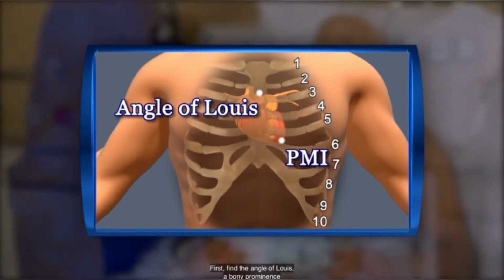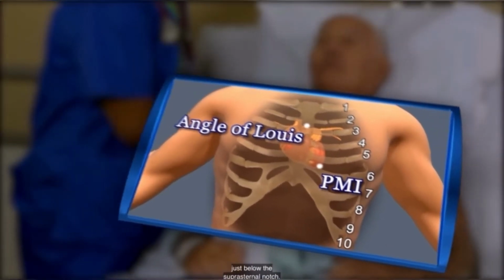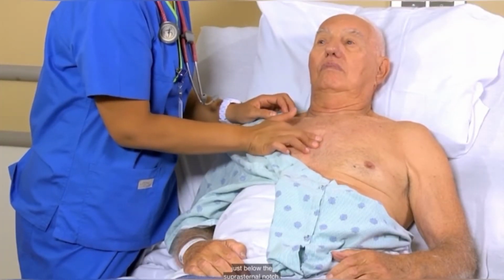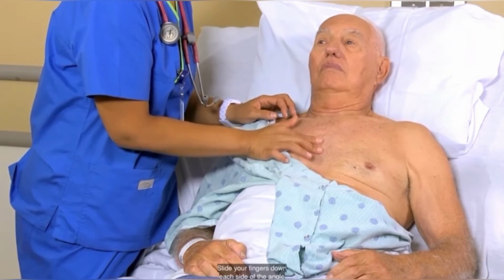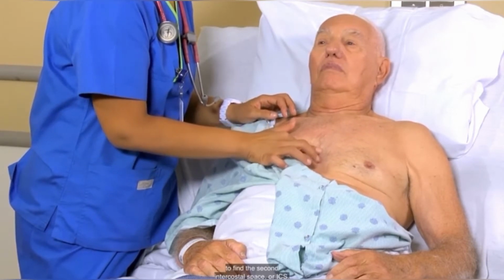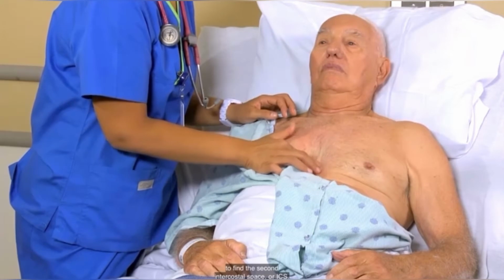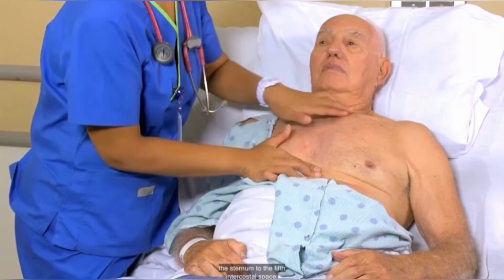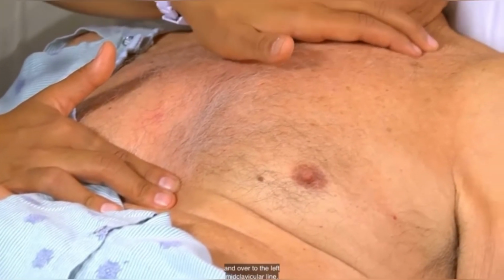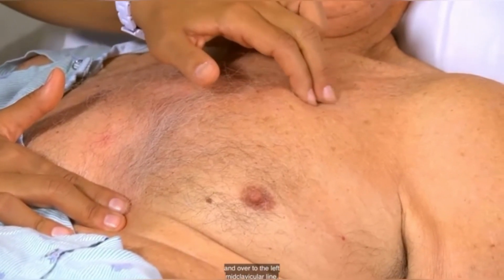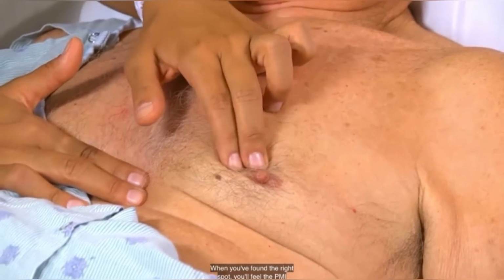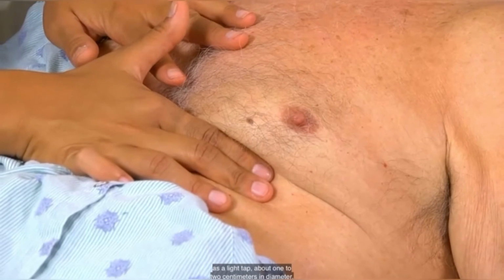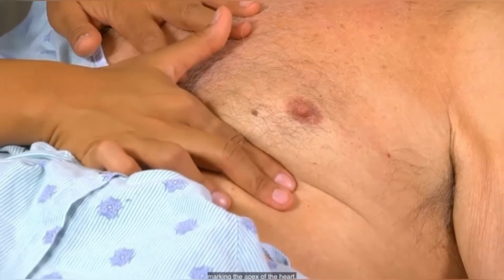First, find the angle of Lewis, a bony prominence just below the suprasternal notch. Slide your fingers down each side of the angle to find the second intercostal space, or ICS. Then carefully move your fingers down the left side of the sternum to the fifth intercostal space and over to the left midclavicular line. When you've found the right spot, you'll feel the PMI as a light tap, about 1 to 2 centimeters in diameter, marking the apex of the heart.